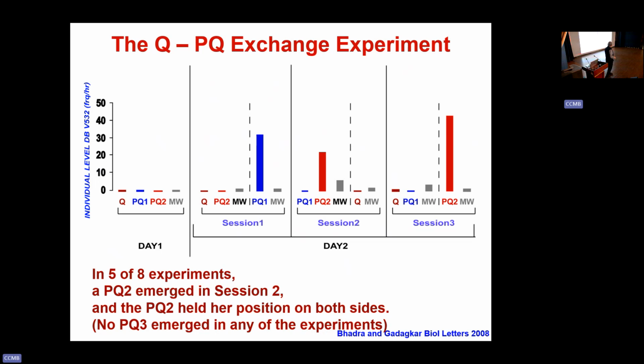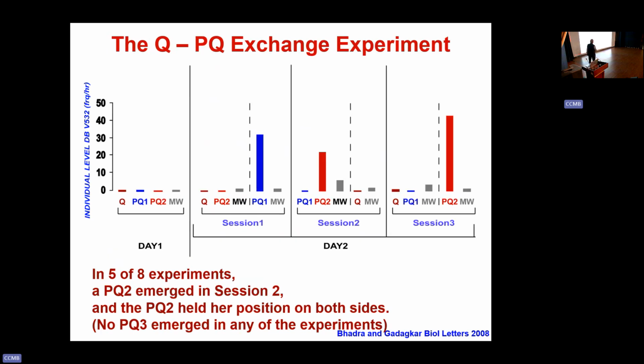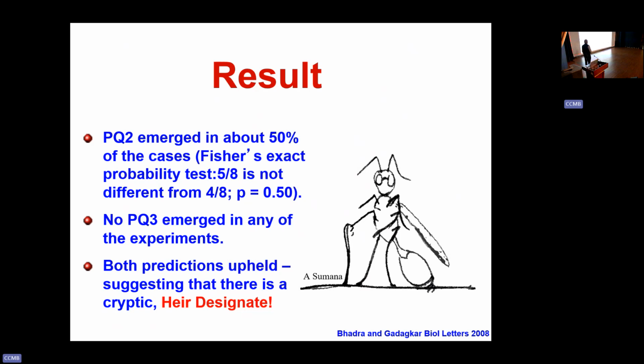And this is what the data would look like. Day 1, of course, nobody is aggressive. Day 2, there is one individual who is aggressive, and on day 2 there is a different individual who is aggressive. So here, these are the three experiments in which the same individual was aggressive, and then she changed. So in summary, we can say that a potential queen 2 emerged in about half the experiments, and no potential queen 3 ever emerged. So there is an heir designate.